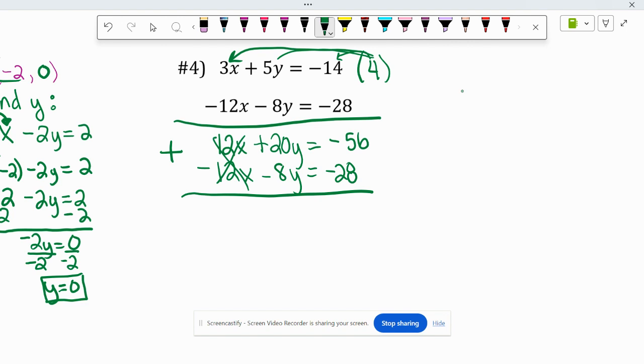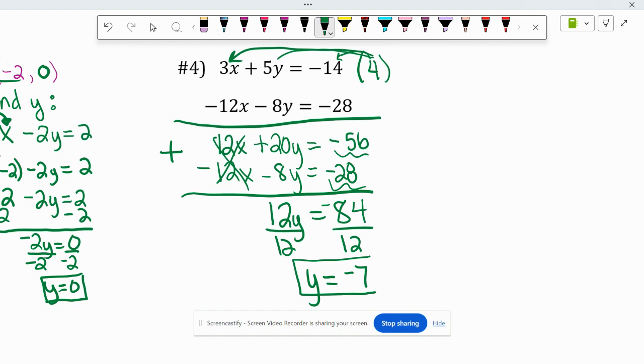Yeah, the x's cancel out. I have 20 minus 8, which is 12. So that gives me 12y equals, same signs, add them together and keep the sign: negative 84. So I'm going to do what next? Yeah, divide both sides by 12. What is negative 84 divided by 12? Negative 7. Good job, Aiden. It's negative 7. Okay.